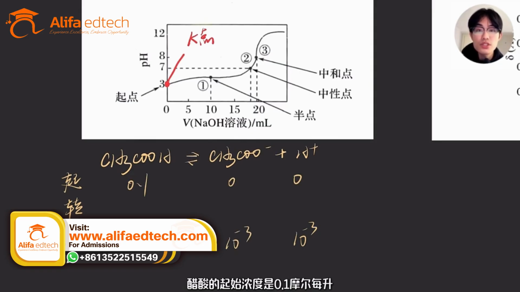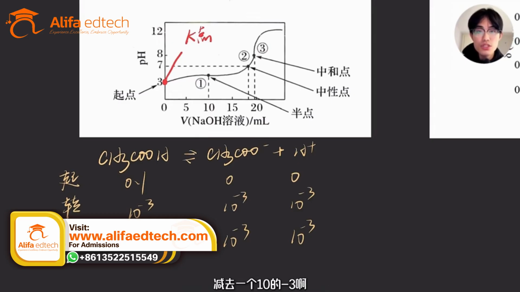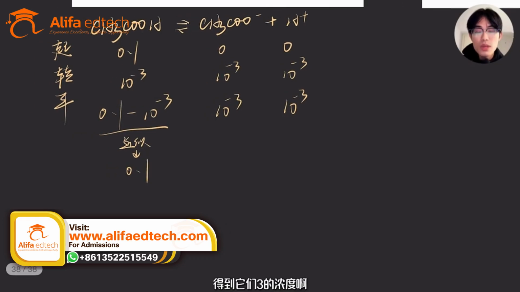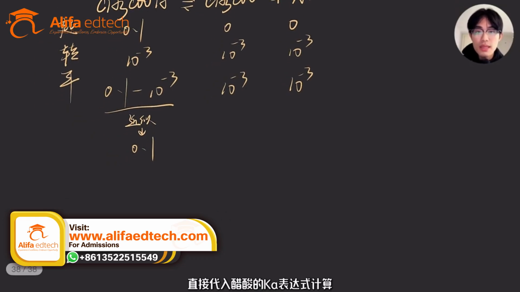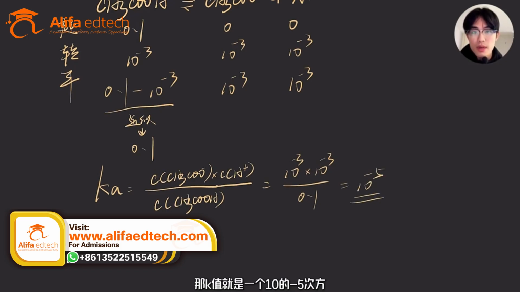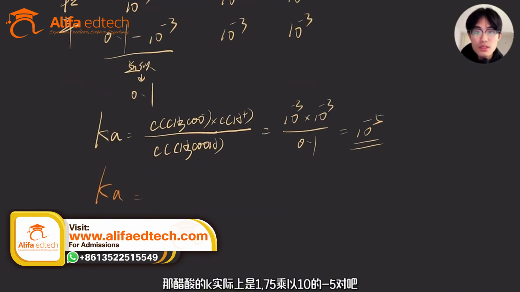The problem gives the initial acetic acid concentration as 0.1 moles per liter. Since it dissociated by 10 to the power of negative 3, the remaining concentration is 0.1 minus 10 to the power of negative 3. But here we can ignore this value because the ratio is 100-fold, so it can be ignored. So it's just 0.1. Once we have the concentrations of these three species, we plug them into the K expression for acetic acid to calculate it. 0.1 is the denominator. The numerator is 10 to the minus 3 times 10 to the minus 3. After calculating, K is 10 to the minus 5. This is approximate. The actual K for acetic acid is 1.75 times 10 to the minus 5.